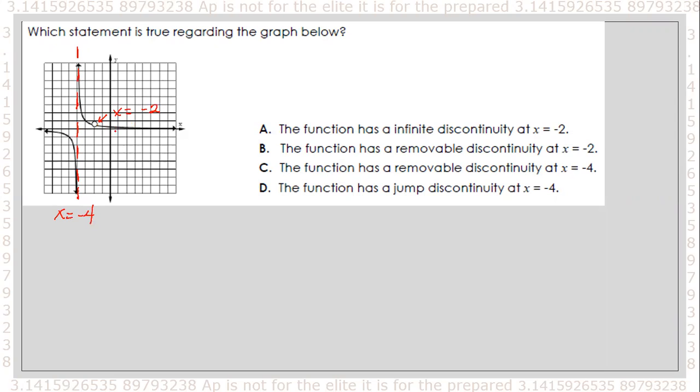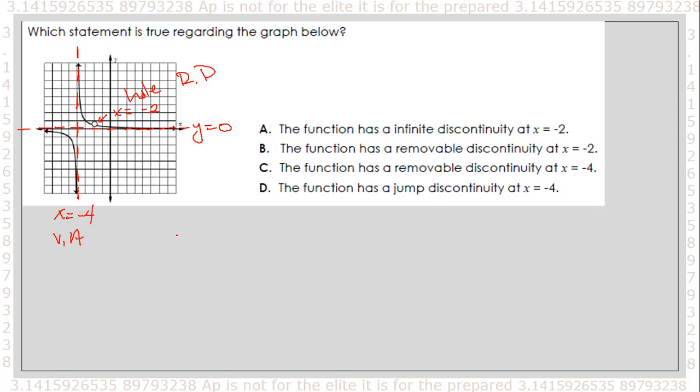So go ahead and pause the video, give that a try. Okay, so we also can see that we have a horizontal asymptote right over here at y equals 0. So from here, we have a vertical asymptote at x equals -4 and a hole, also known as a removable discontinuity. So let's go ahead and see what we can answer.